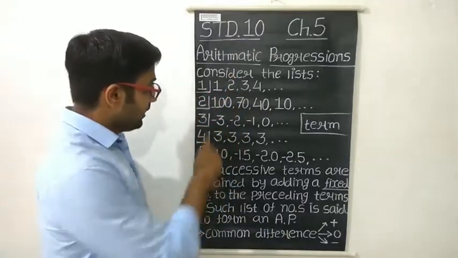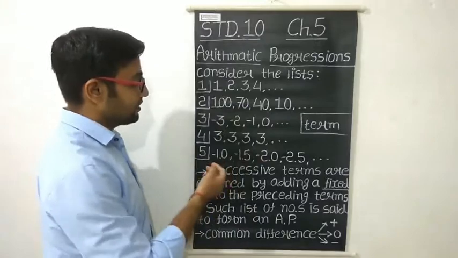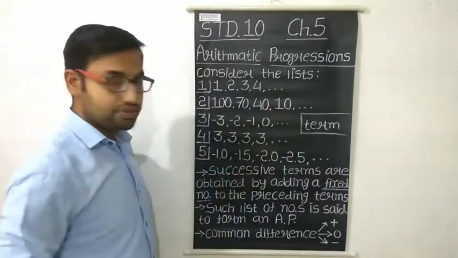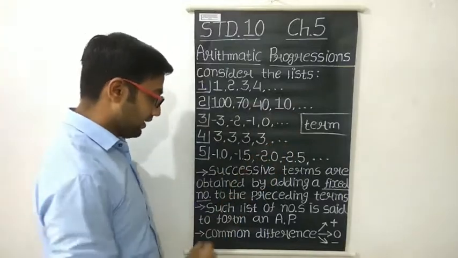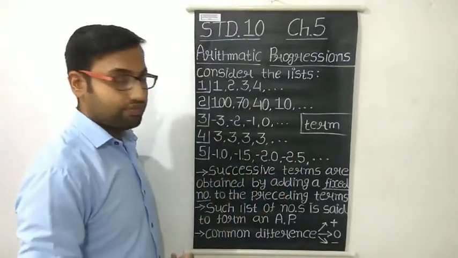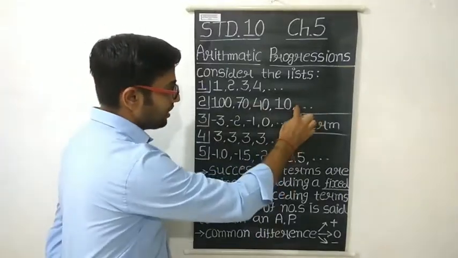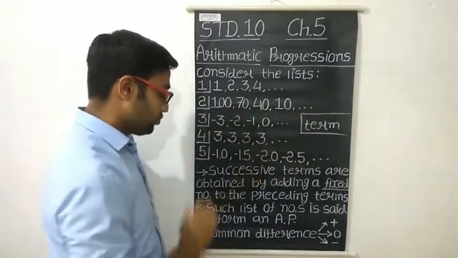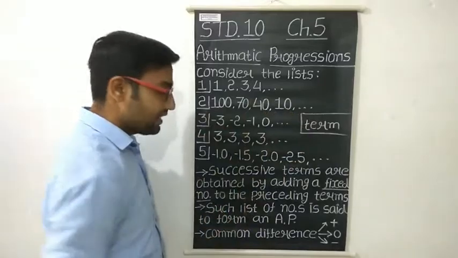In the same way, in this series, suppose there are these 4 numbers, then the next term is called the successive term. And suppose here we get one successive term. Then for this term, this number is called the preceding term.